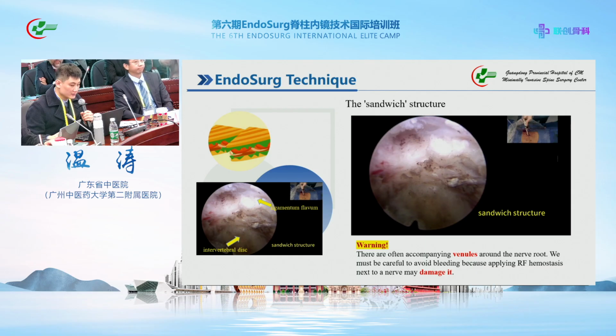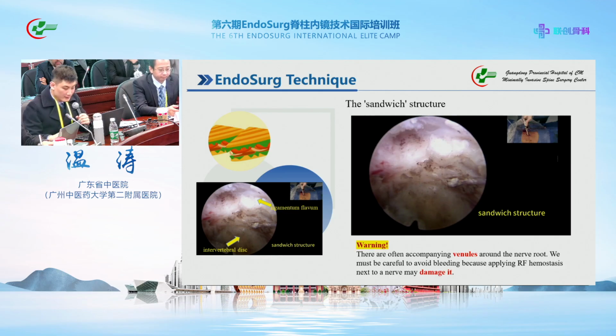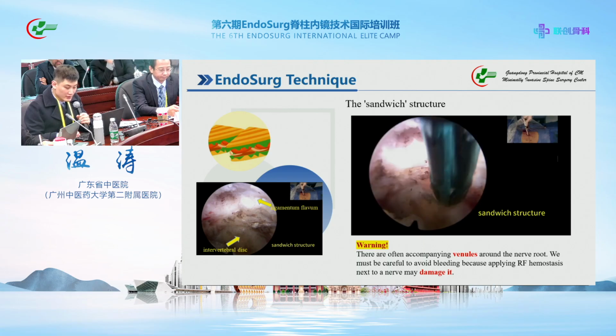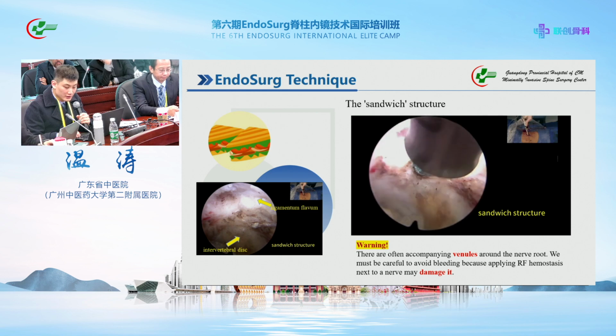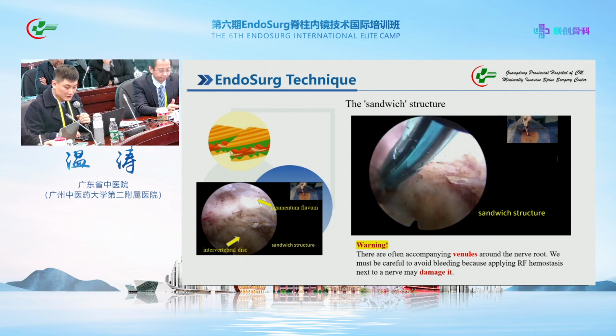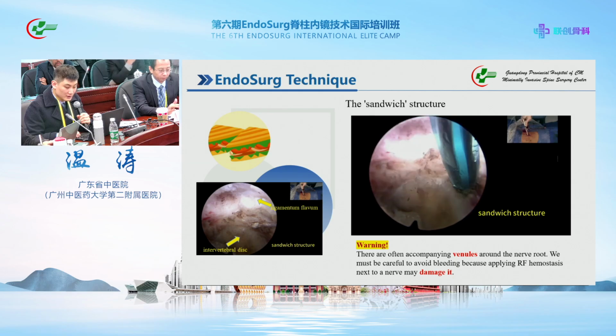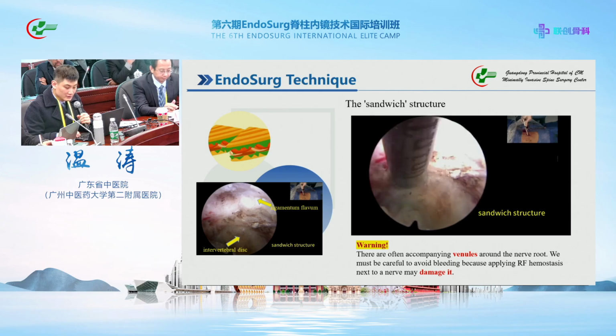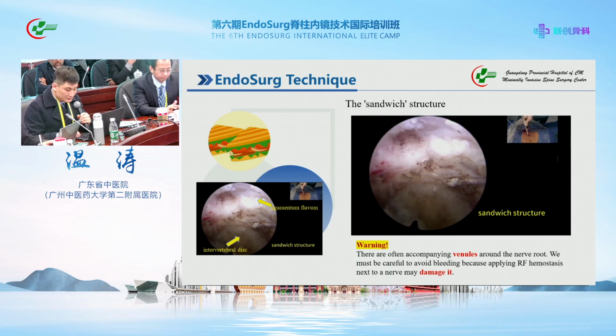When we cut off the lateral edge of the yellow ligament and observe the dural fat at the spinal canal, it indicates that the nerve root is nearby. And then we will have a tension here. Usually we will have accompanying veins around the nerve root. We must be careful to avoid bleeding, and use the RF probe for hemostasis before we cut or damage it.